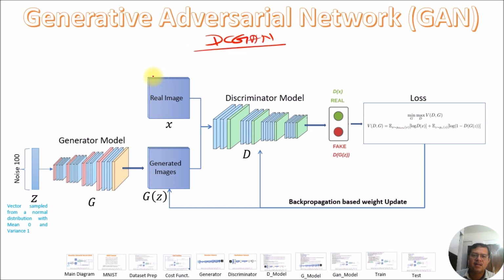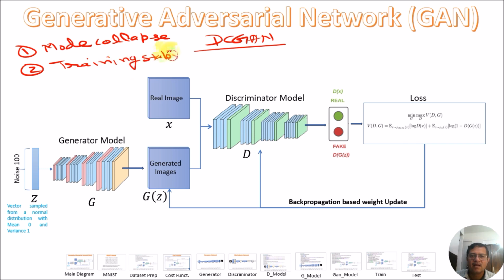architecture. The main reason is that the traditional GAN architecture actually suffers from problems like mode collapse and training instability and then overfitting, etc. That's why we have decided to select the deep convolutional GAN architecture.